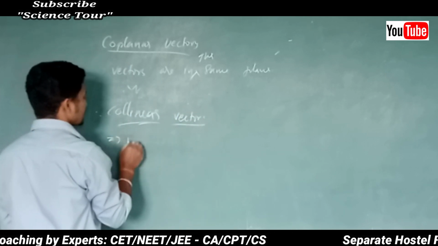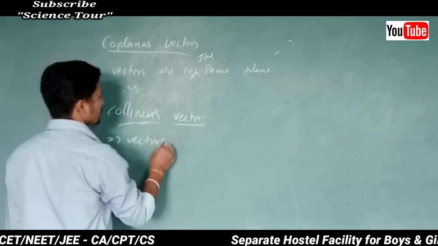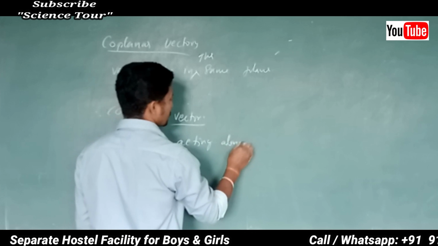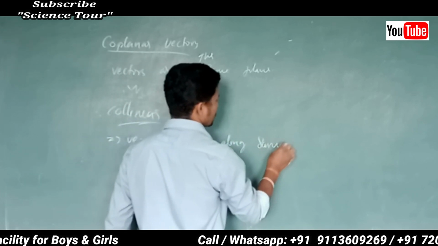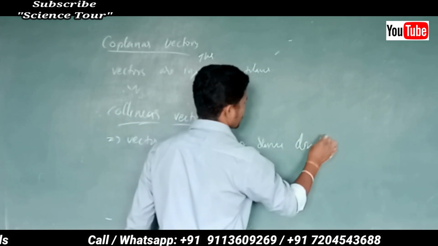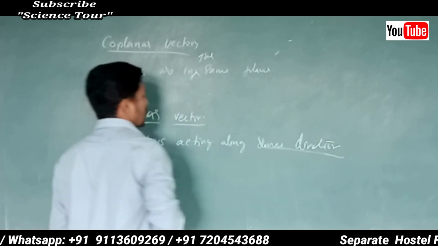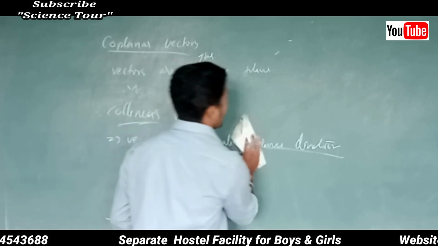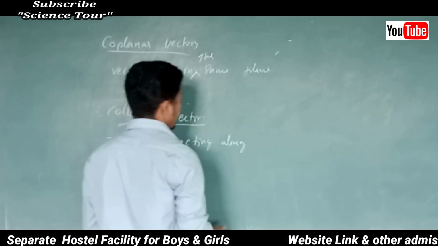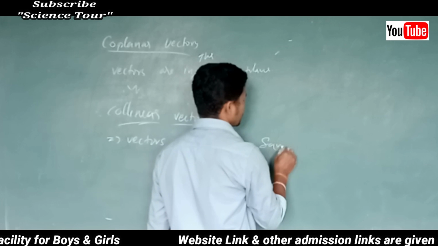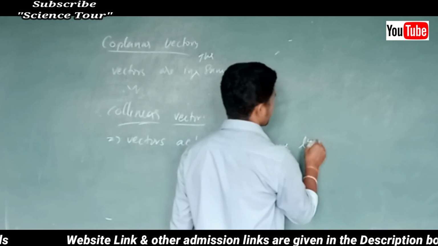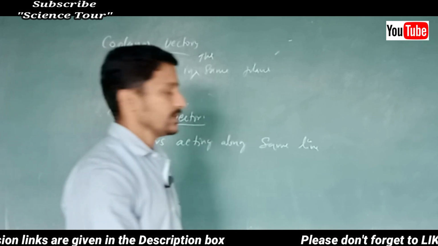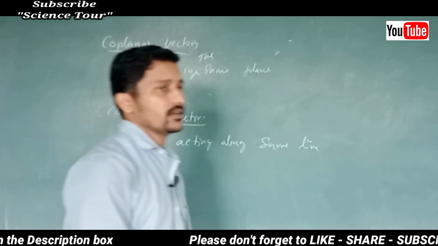Collinear vector means vectors acting along the same line. Vectors acting along the same line are collinear vectors. These are nothing but this.